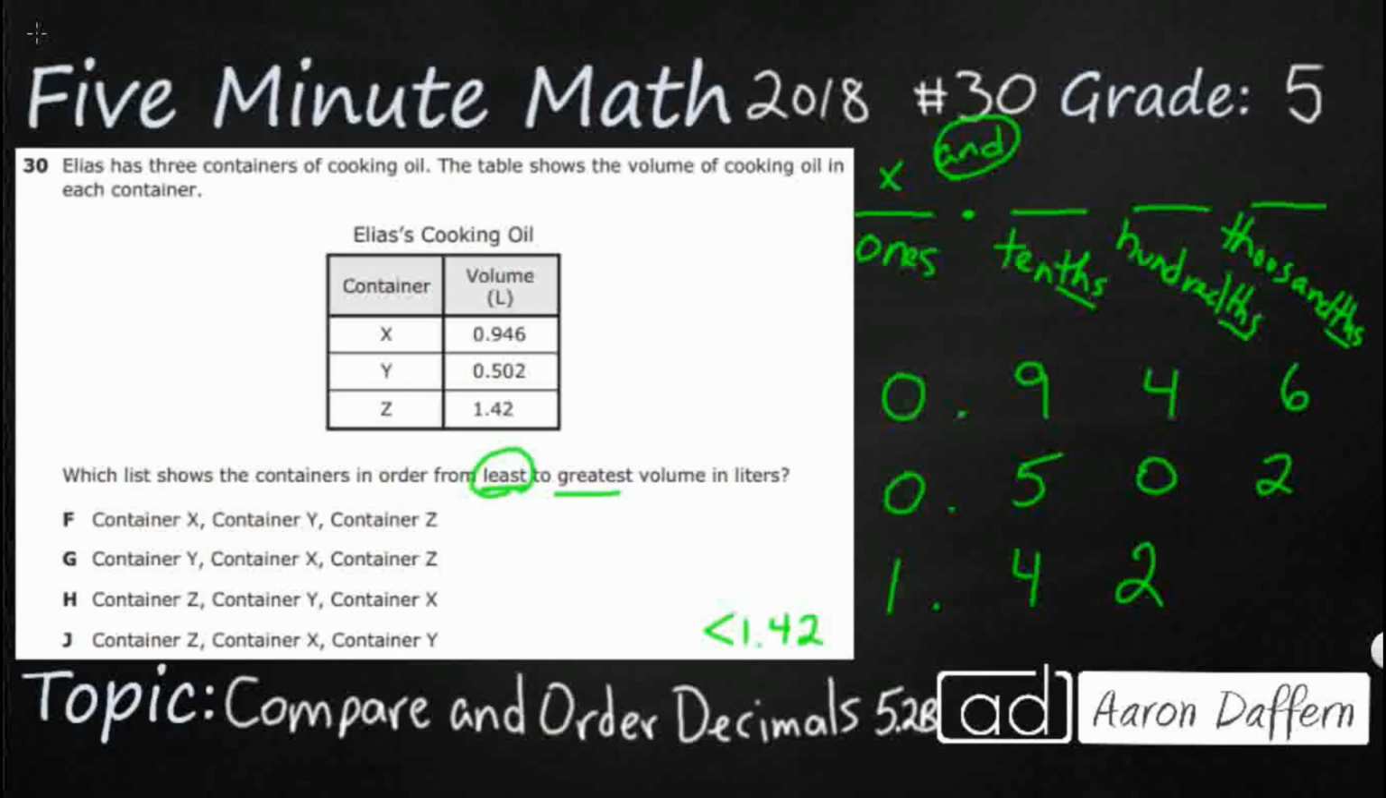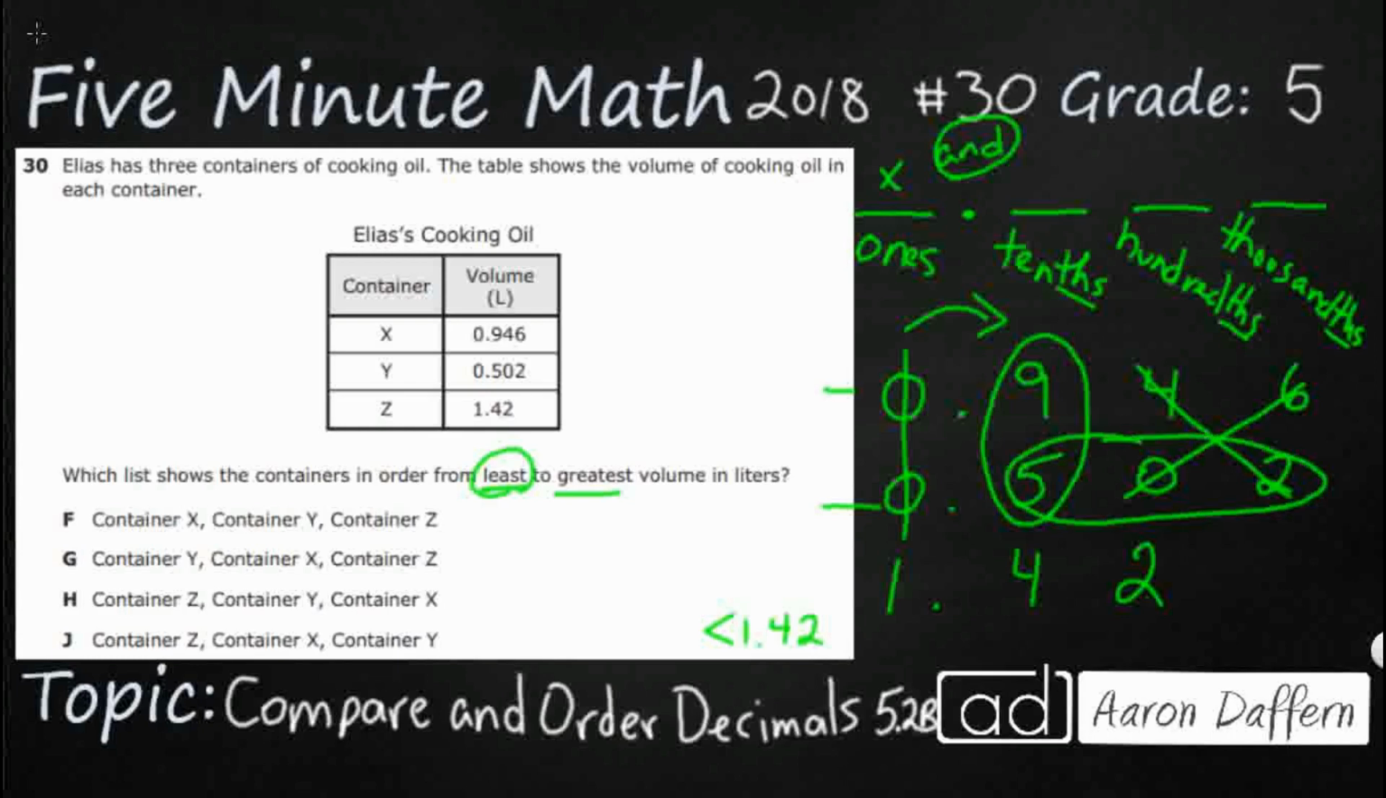So since we're looking at these two now, these two numbers are the same, we always go over to the next place value. Now we're looking at the tenths place value. And so we're looking between a 5 and a 9. And it really doesn't matter what happens after that, because once you have a difference, and in this case we do have a difference, you kind of ignore everything to the right of that. And so we see that our 5 is definitely smaller than our 9. And if you wanted to look at this as a whole, 502 is a lot smaller than 946. So our 502 is going to be first.